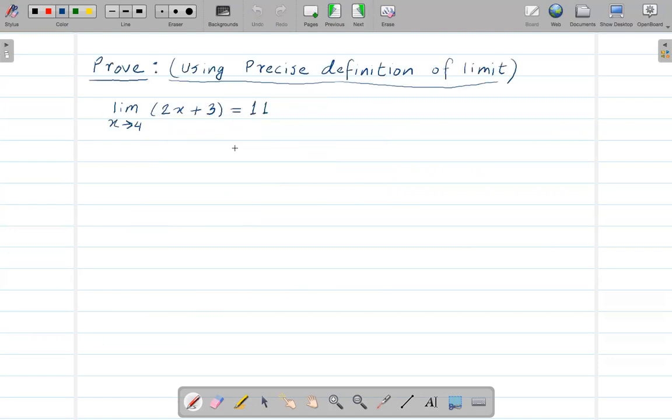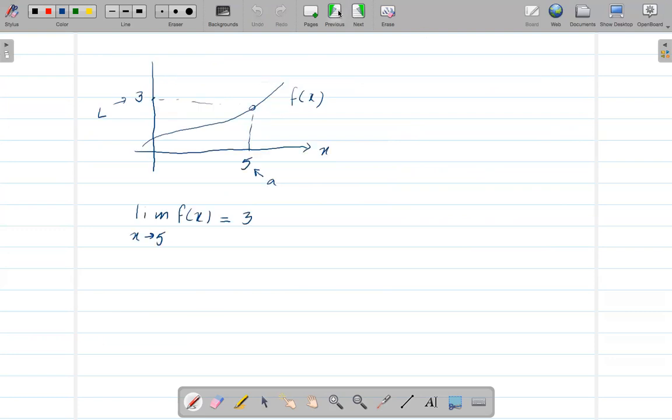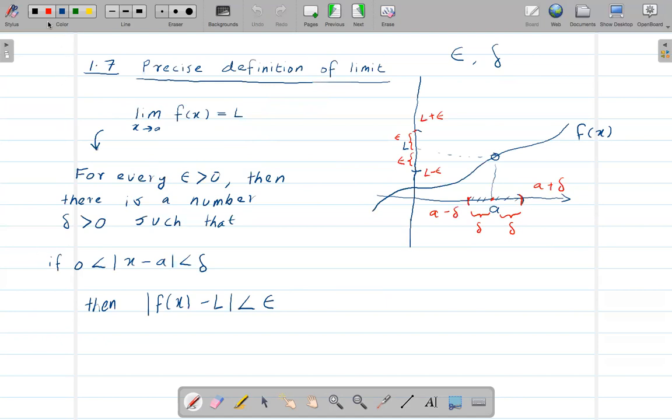Now let's prove this one. Here this limit is given, and if you see, x goes to 4, 4 times 2 is 8, 8 plus 3 is 11. This is obvious, right? But we need to prove this using the precise definition of limit, which means I need to use this delta epsilon.